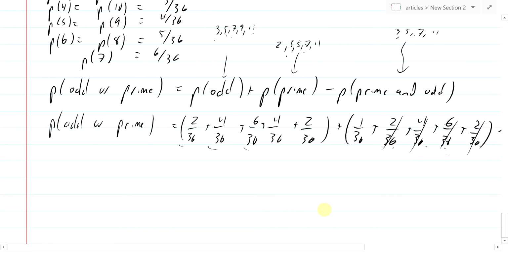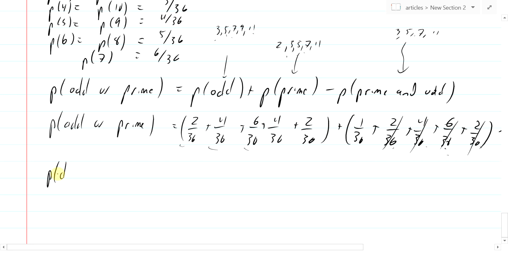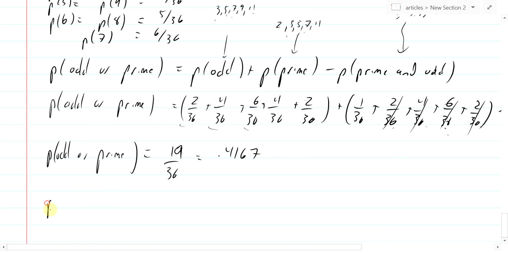Great, and so we're left with the probability of odd or prime is 6, 12, 16, 17, 18, 19 out of 36, which is 0.4167 if you calculate that out. So note that the probability of getting a prime number is odd and prime. That should be 19 out of 36. Did I screw up my numbers?